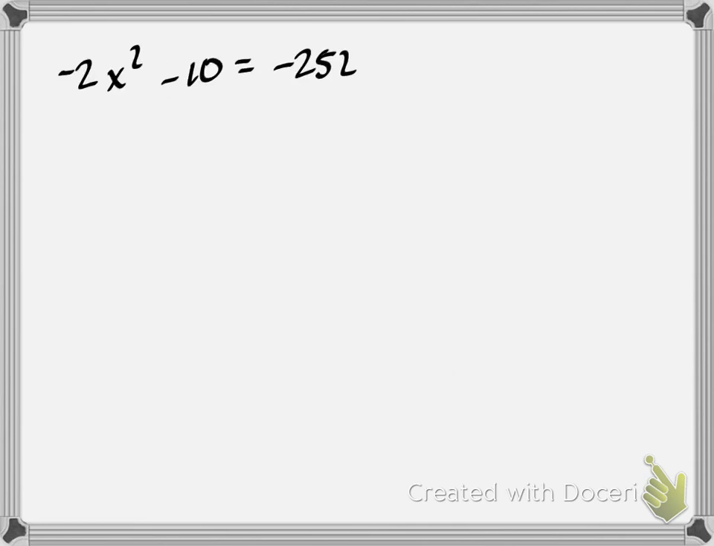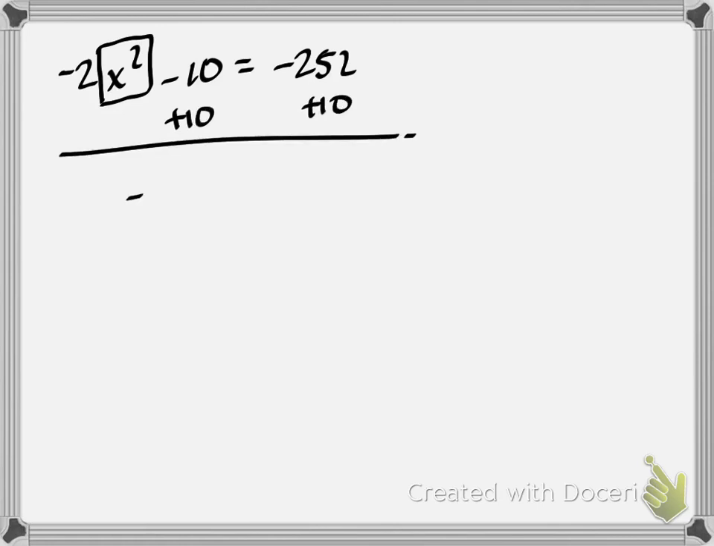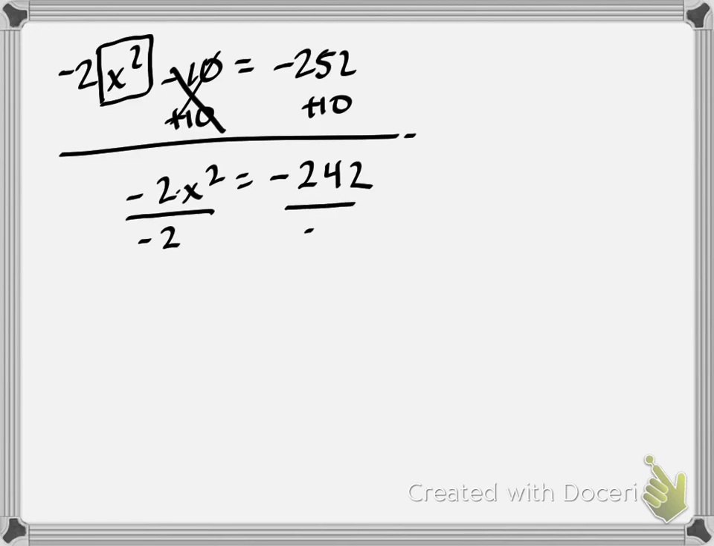Okay, last one. Same thing here, just going to try and add, subtract, multiply, or divide so that we want this to be all by itself before I square root it. So we're going to add 10 to both sides, and that would give us negative 2x squared, because that goes to 0, and then we have negative 242. The next thing we do, this is negative 2 times x squared, so we're going to divide both sides by negative 2, and then we're going to have x squared equals 121.